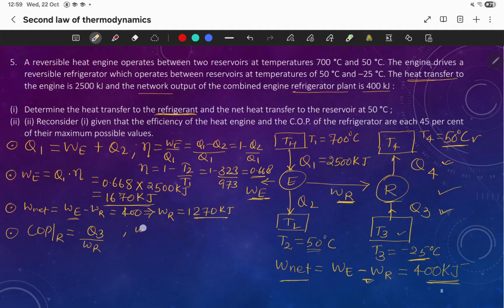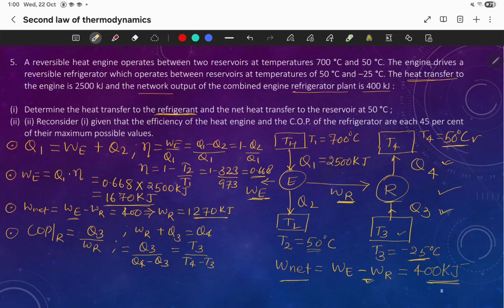We will have WR plus Q3 equals Q4. Put the value of WR in this, and we get Q3 upon WR will be Q4 minus Q3. So for a reversible refrigerator cycle, this will be T3 upon T4 minus T3.